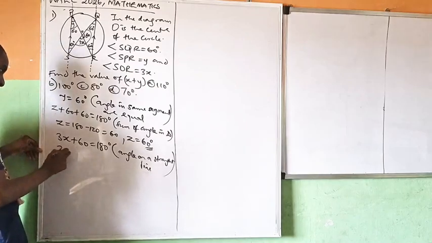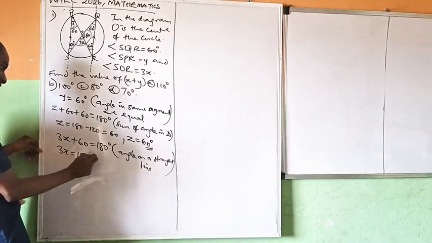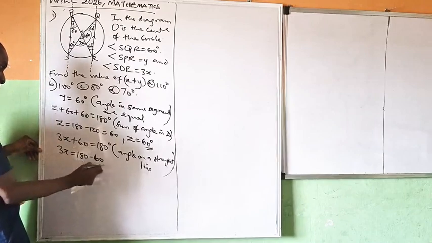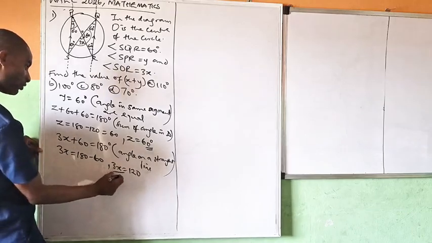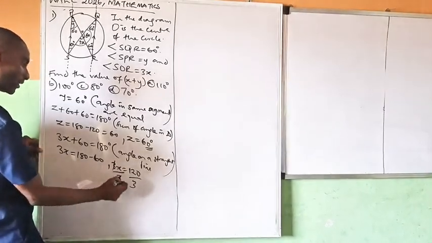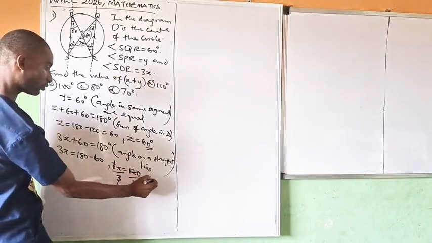So that is 3x equals 180 minus 60. That's going to be what? 3x is equal to 120. Divide both sides by 3. So my x is going to be equal to 40.